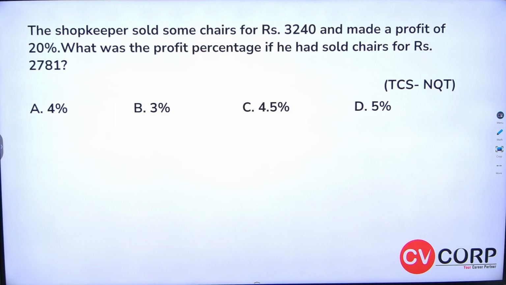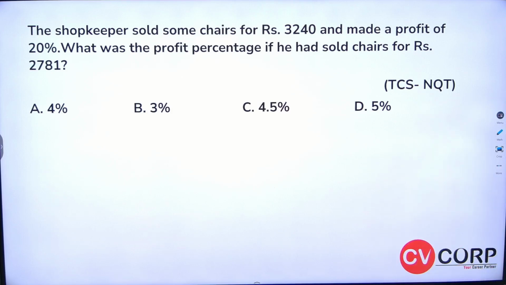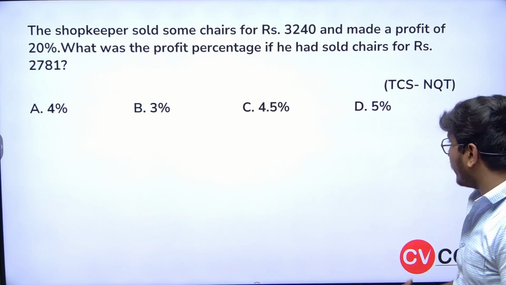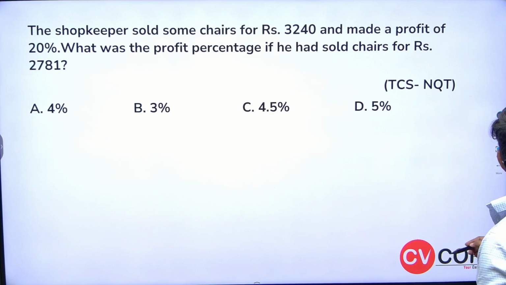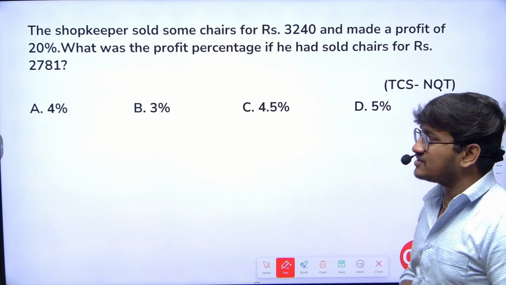Here a shopkeeper sold some chairs for 3240 and made a profit of 20%. What was the profit percentage if he had sold the chairs for 2781? It's a very simple question again. You just need to understand the condition.